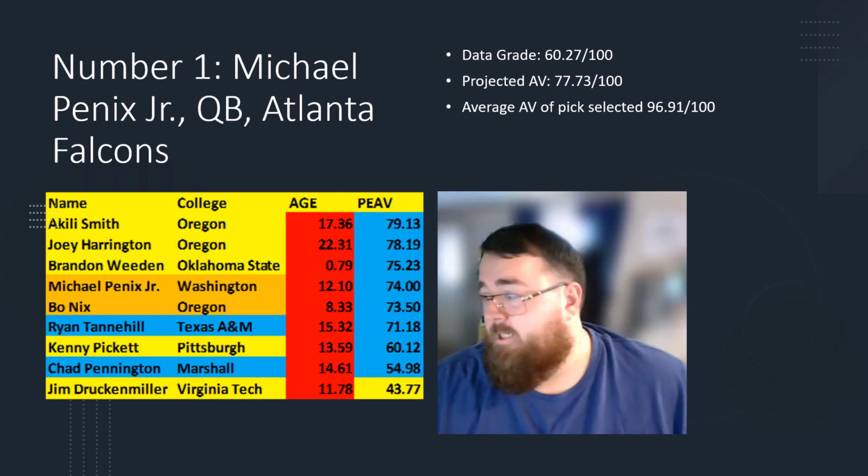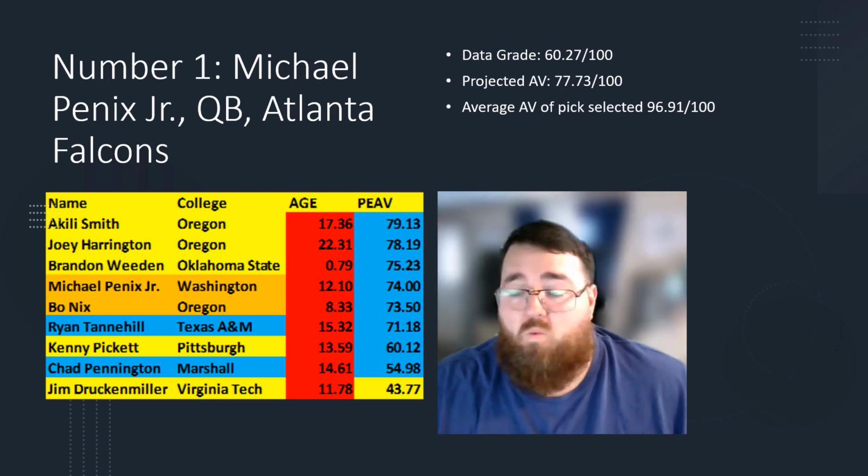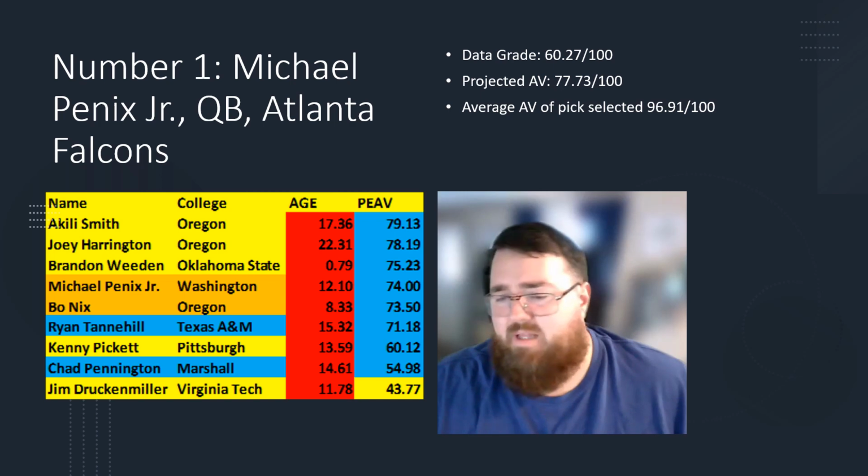So that's the pick. That's the issue. So Michael Penix Jr., worst pick in the 2024 NFL draft class, first round of the draft class. I don't really have much else to say. I don't want to go on and on about it because the data is just so clearly there with him.